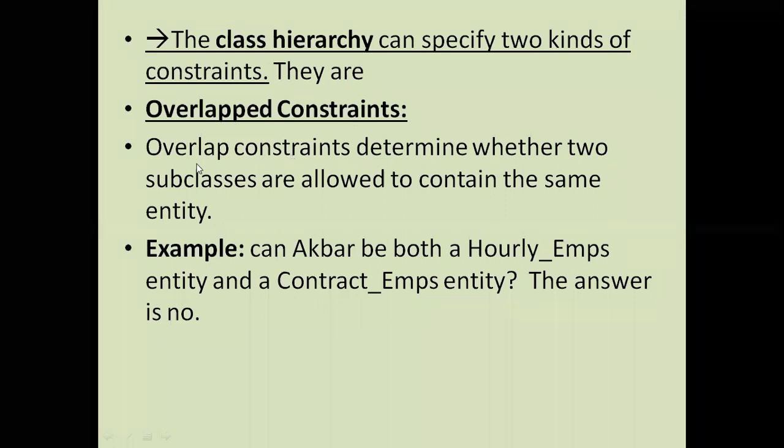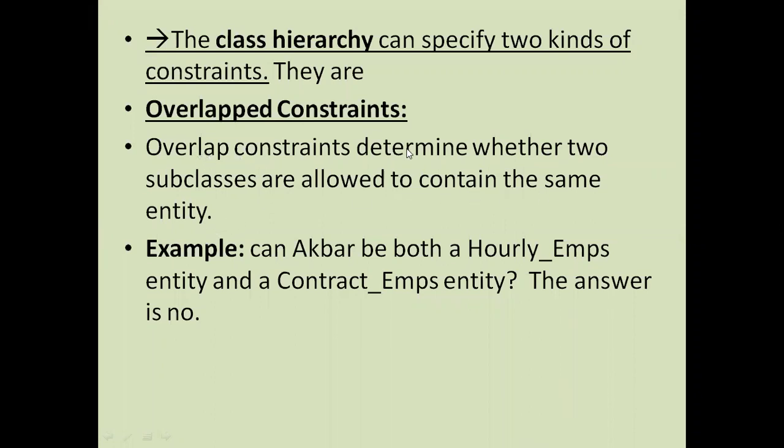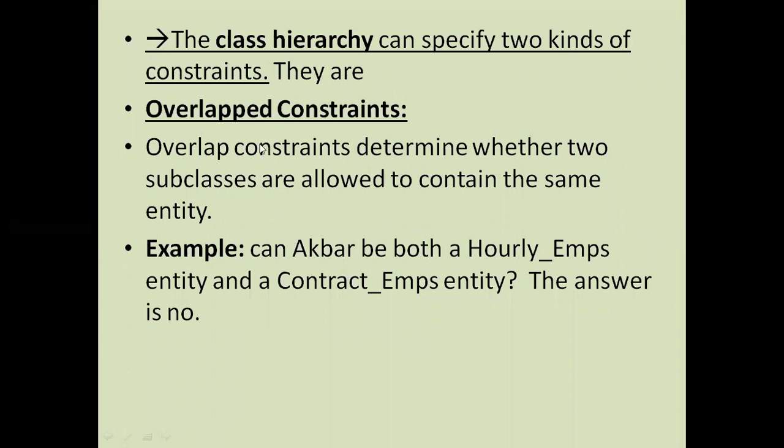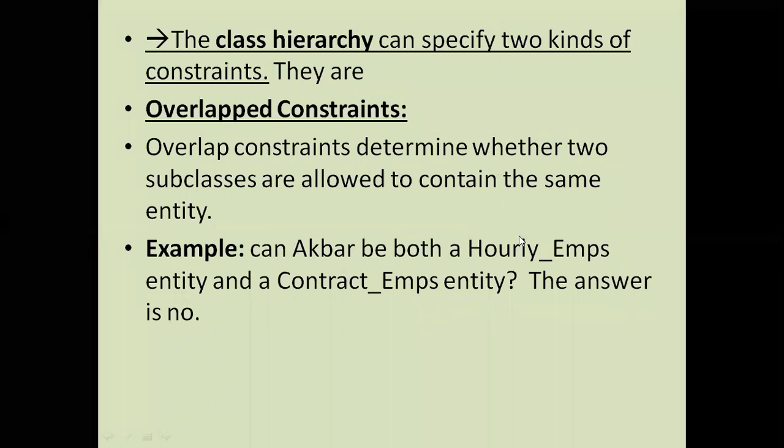Okay, if you observe here, overlap constraints determine whether two subclasses are allowed to contain the same entity. So here we are verifying whether it has the same entity or not. For example, can Akbar be both an hourly employee and a contract employee? Here you consider one person. Then maybe that person belongs to the hourly employee and, at the same time, the contract employee also. So the answer is no. Why? Because if that were possible, we need not divide into two.